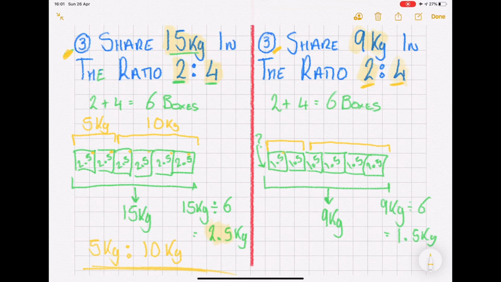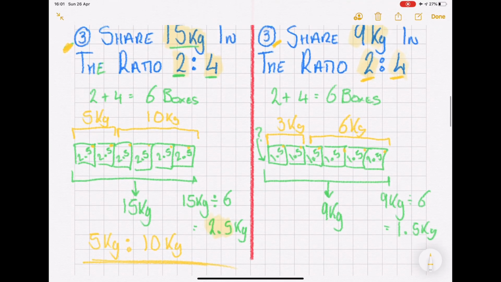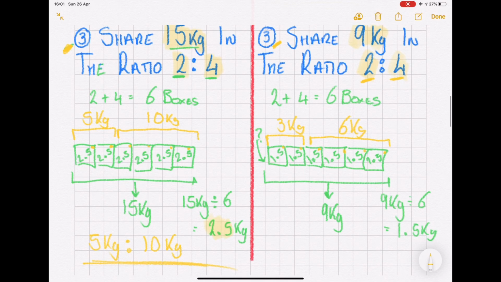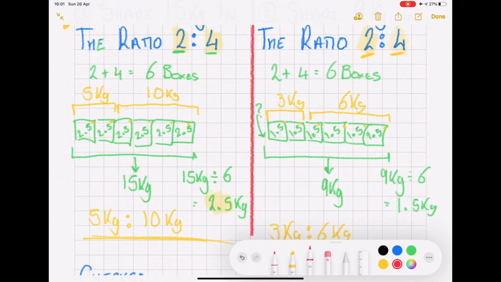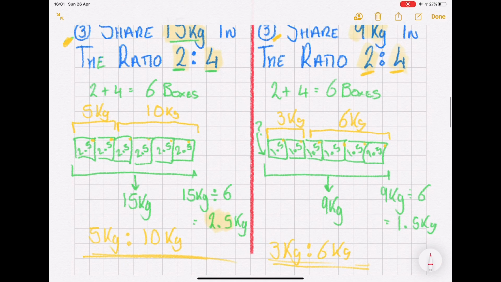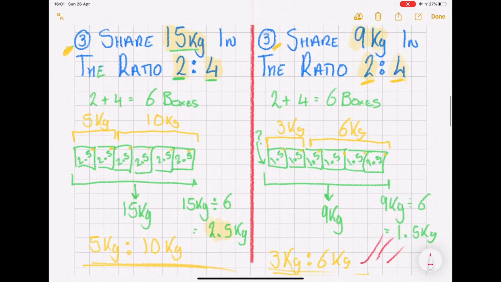So 1.5 plus 1.5 is 3 kilograms. 1.5 plus 1.5 plus 1.5 plus 1.5 is 6 kilograms. So if we split 9 kilograms in the ratio 2 to 4, we end up with 3 kilograms to 6 kilograms is our final answer. Fantastic. If you got that, give that a few ticks. Well done.